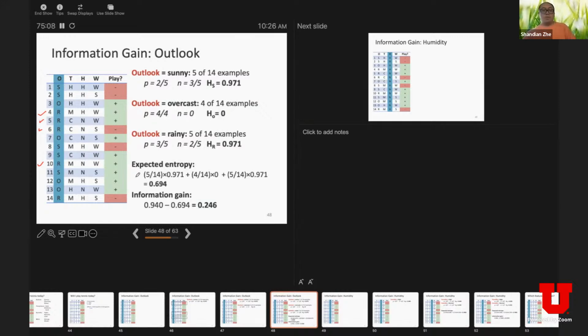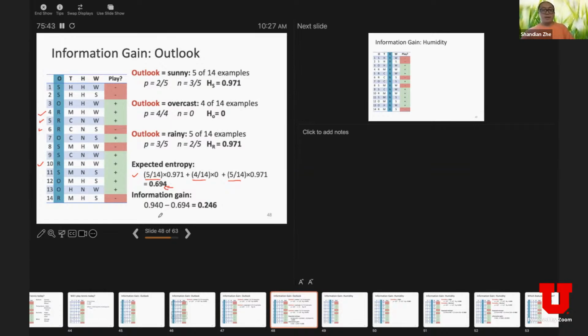Then we just need to compute the expected entropy, that is the weighted average of those entropies over the 3 subsets. The first sunny subset takes 5 examples, so the weight is 5 over 14. The second subset, overcast examples, takes 4 examples, so the weight is 4 over 14. The third one, 5 over 14. Doing the weighted summation, you get the expected entropy over those subsets is 0.694.